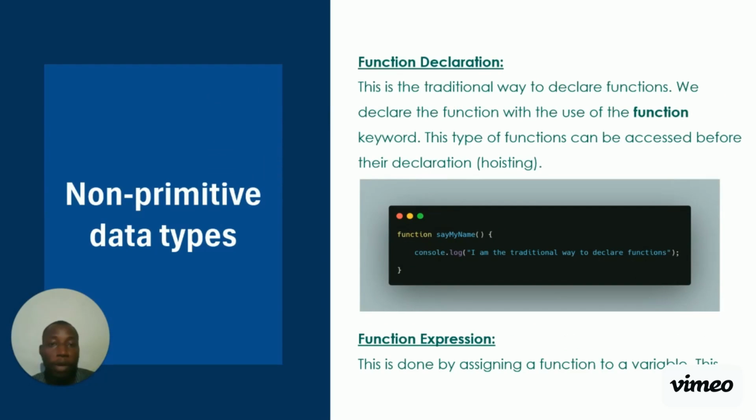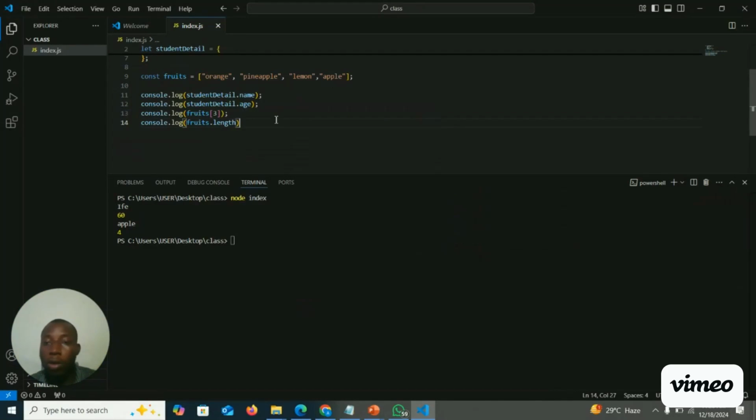Sorry. Three primary ways. This is function declaration. This is the traditional way to declare functions. We declare a function with the use of the function keyword, and this type of function can be accessed before it is declared. So if I come here now and do, let me clear this off.